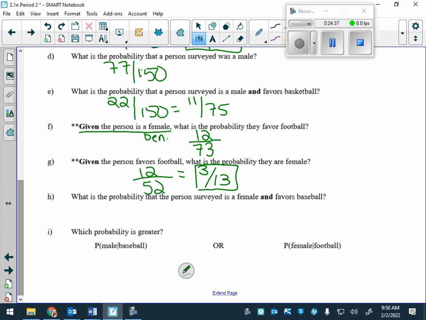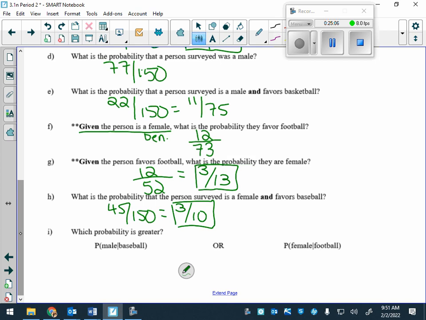Okay. What is the probability a person surveyed is female and favors baseball? Riley? Excellent. 45 out of 150, which is 3 tenths. Okay.